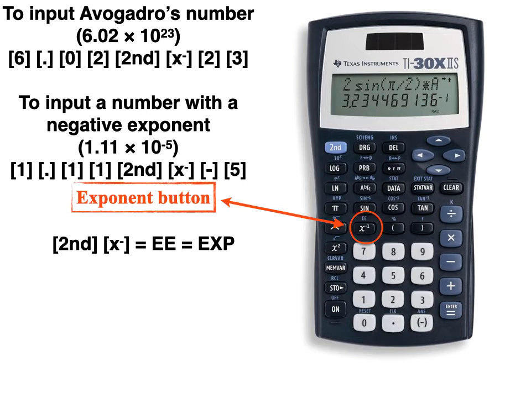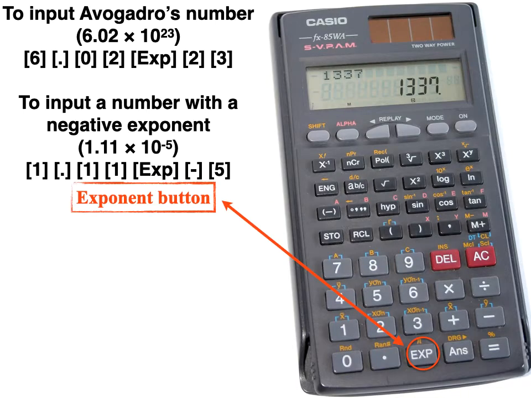If we were doing a negative exponent using the same calculator, we would have to do 1.11, second, x to the negative first. Then in the bottom right-hand corner next to the decimal is the minus, and that would be minus 5. Don't use the minus in subtraction. You have to use the minus in the parentheses. The second x to the minus 1 is equal to EE, which we call exponential notation.